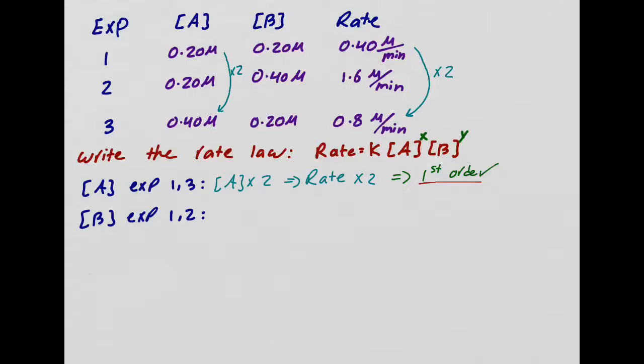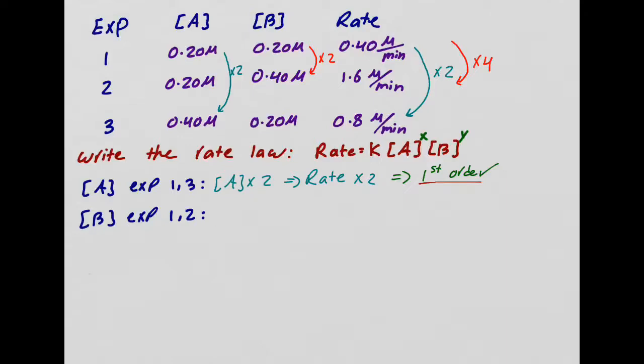What do you think? If you look over here, going from 1 to 2, the concentration of B is doubled, yeah? To go from 0.4 to 1.6, that means the rate will be times 4. You follow that? Okay, so again, we pick experiments 1 and 2 because A is constant and only B is changing. When you look at it, the concentration of B goes up by 2. What happens to the rate? The rate goes up by 4.